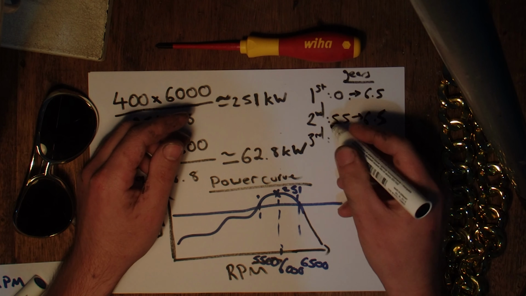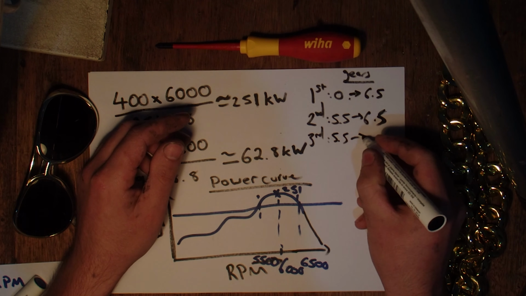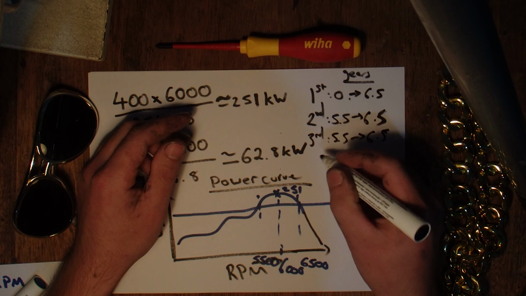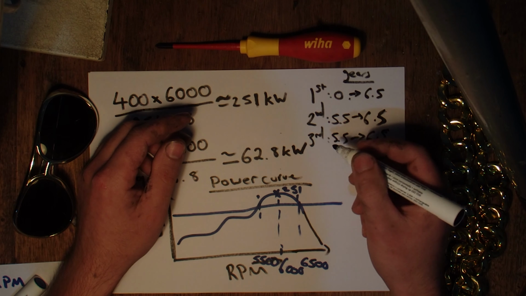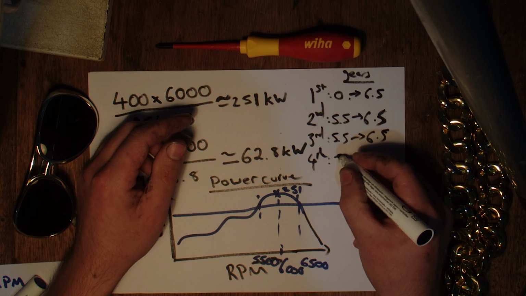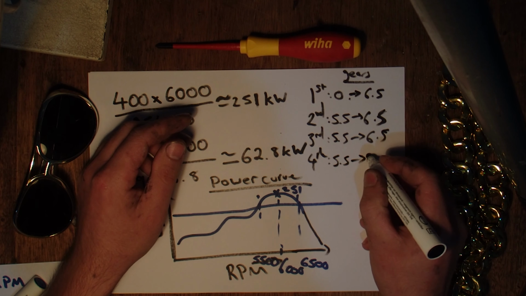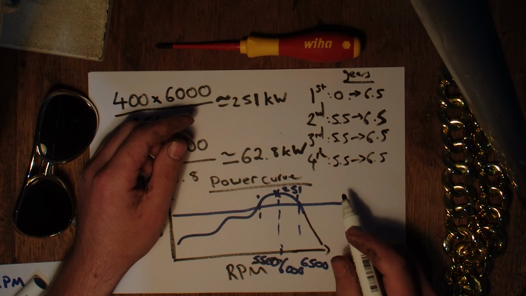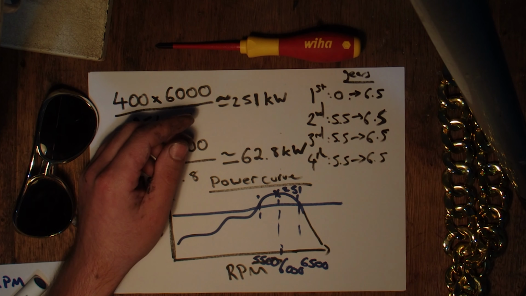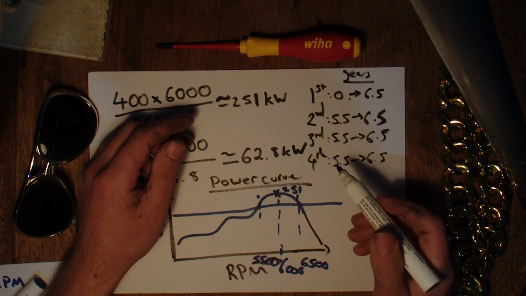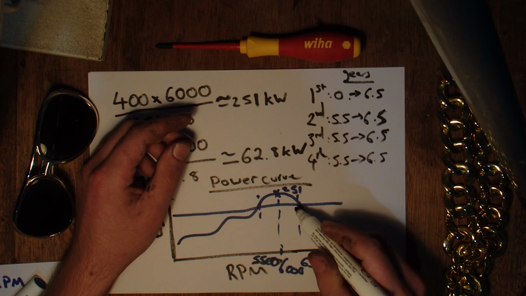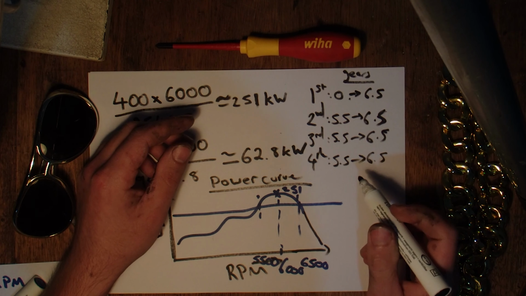Third, guess what we're going to do? 5.5 to 6.5. This is maximum power, so maximising power of the usage. And fourth, same deal. 5.5 to 6.5. Because we're going to set the gears so that they're in that position, and then we're going to be making the maximum power. So that's kind of how you use a power curve to get the maximum performance out of the car.